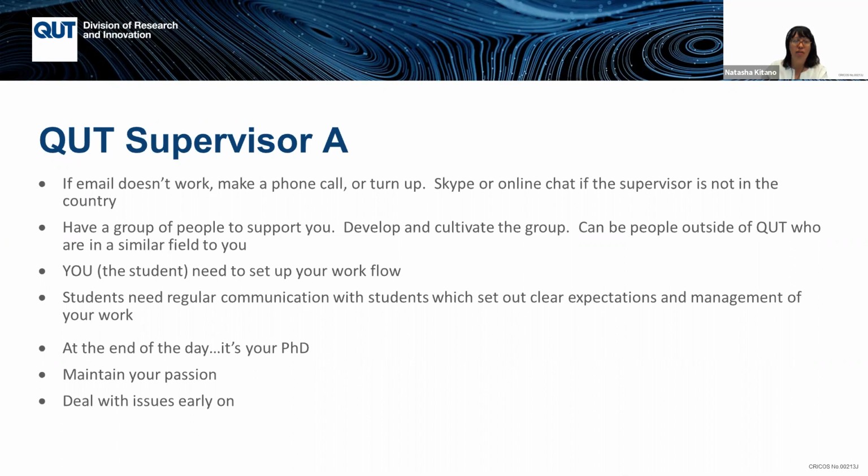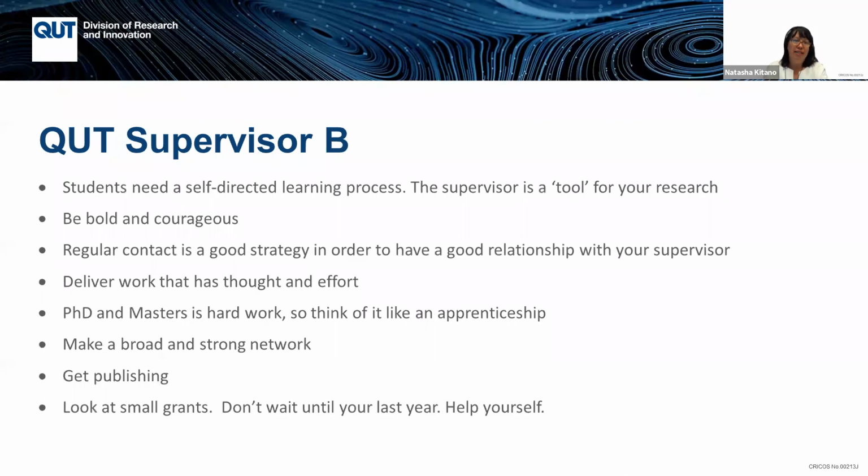All right, so let's go to Supervisor B. This person says, students need a self-directed learning process. The supervisor is your tool for your research. Be bold, be courageous. Regular contact is a good strategy in order to have a good relationship with your supervisor. Please deliver work that has thought and effort. PhD and Masters is hard work, so you can think of it as an apprenticeship.